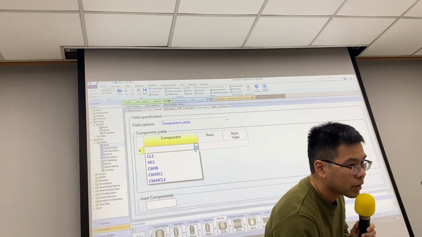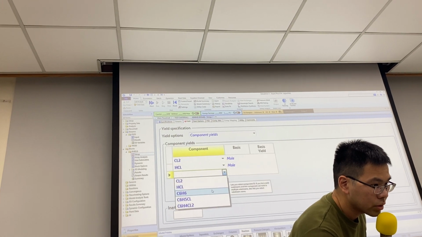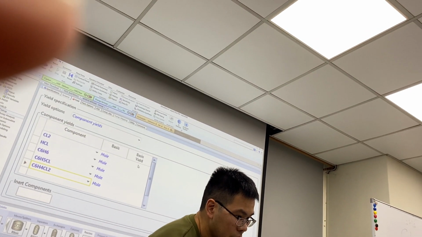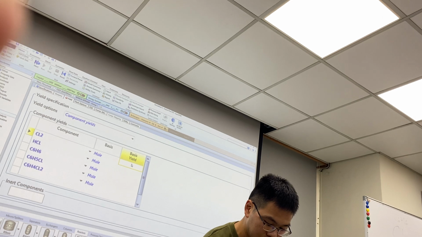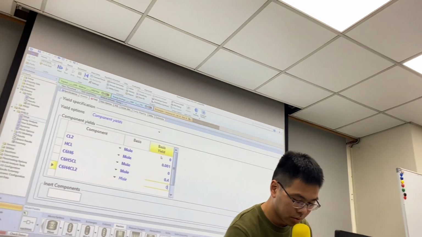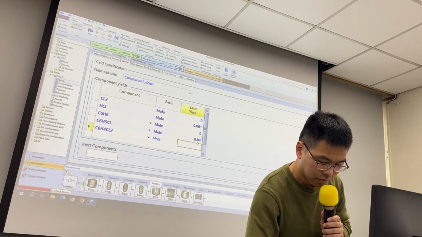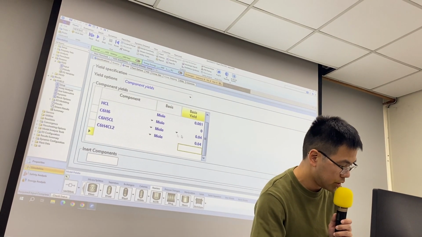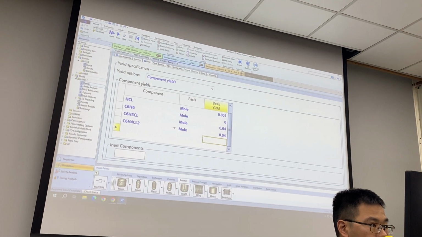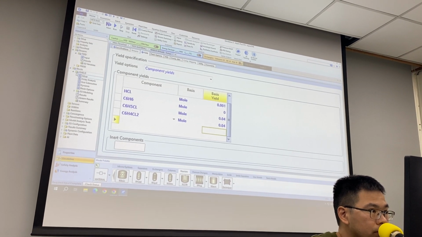Now we can define all the components here, and we basically include all of them, even though we are going to assign some of them as 0. Okay, 0, 0.001, 0.04. This is an example I saw from our reference book. Now the block R-yield is okay and good to go.